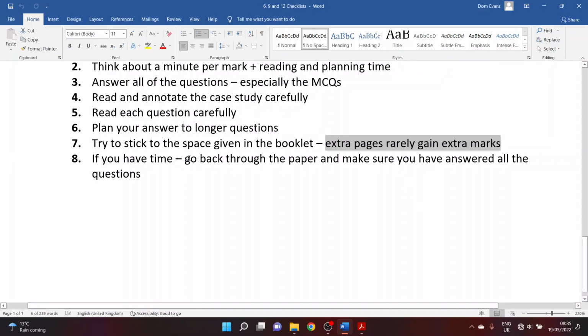And if you have time at the end, which you might not, it is quite tight on time, go back through the paper, make sure you've answered all the questions, and just double check your answers. You probably shouldn't have that much time left at the end of the paper.